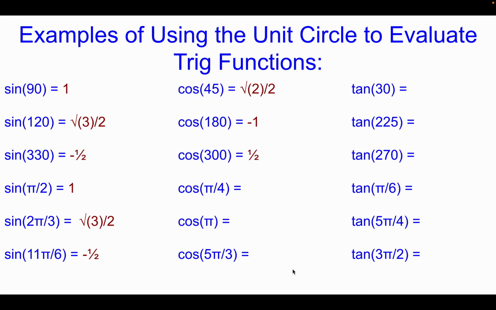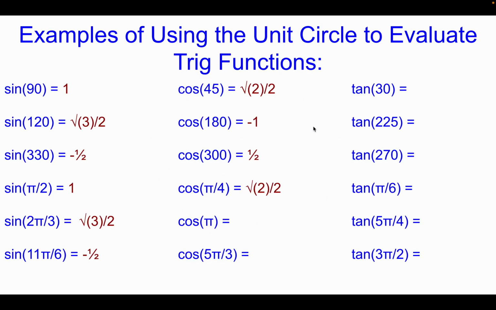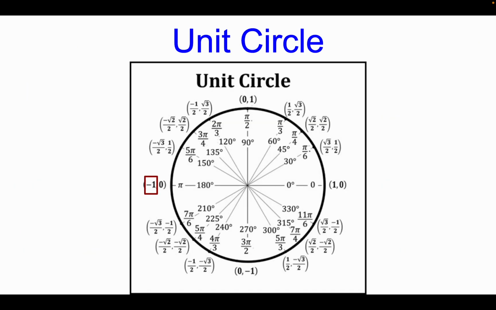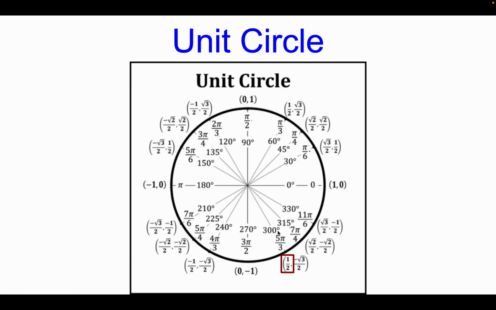And again, we should get the same thing when we look at these angles in radians. So pi over 4 in radians is right here. So that, again, is going to be square root of 2 over 2. Cosine of pi, that's over here. We can see that that's negative 1. And it's the same thing as 180. And then 5 pi over 3, that's the same thing as 300. And we can see that that's 1/2.